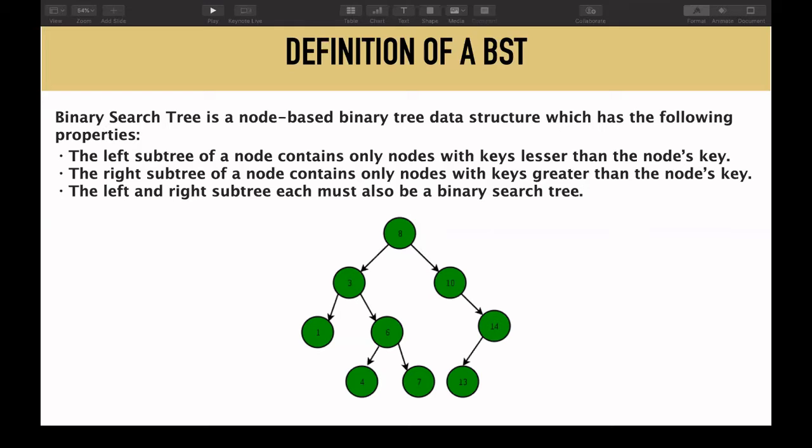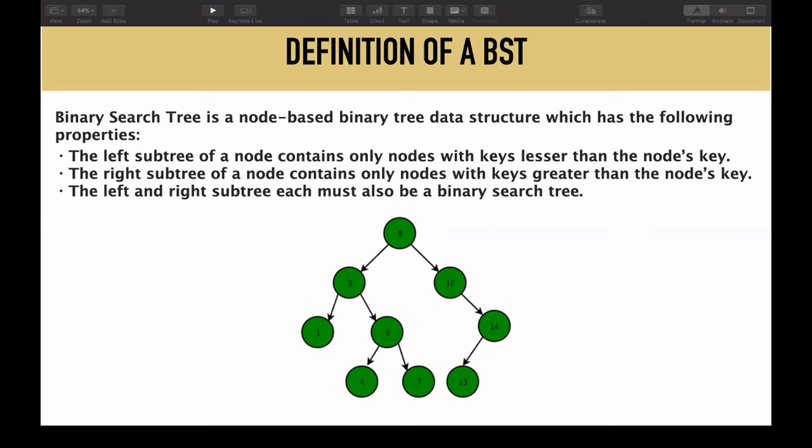Now, let us see what is the value at the root. The value at the root is 8. What are all the nodes in the left subtree of 8? 3 is in the left subtree of 8, 1 is in the left subtree of 8, 6 is in the left subtree of 8, and 4 and 7 are in the left subtree of 8. So all these values have to be less than 8, and they indeed are.